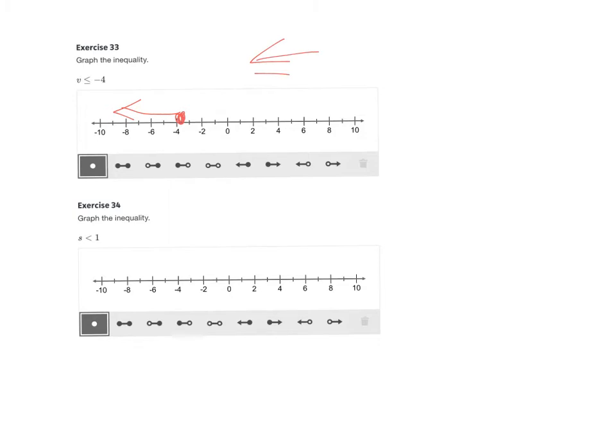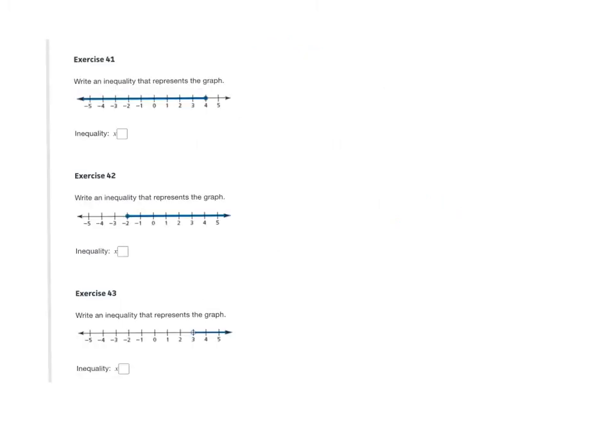S is less than 1, so we'll have an open circle at 1. The inequality tells us the direction, just like that. Question number 41, write an inequality that represents the graph.